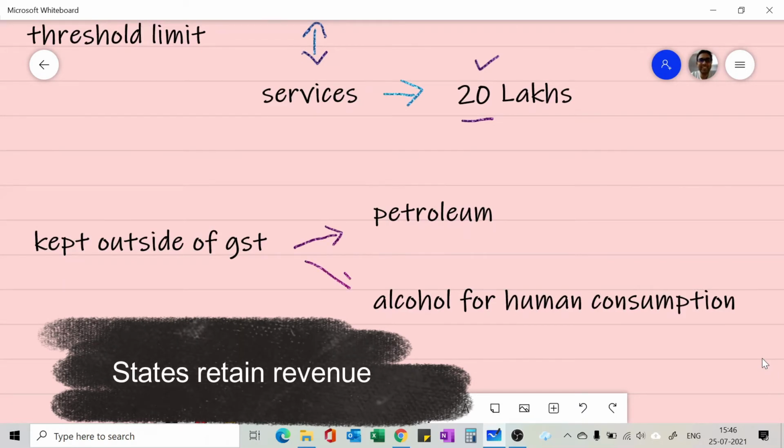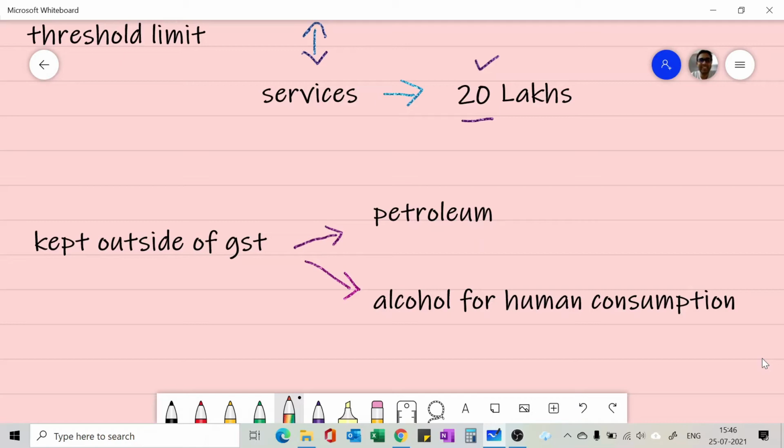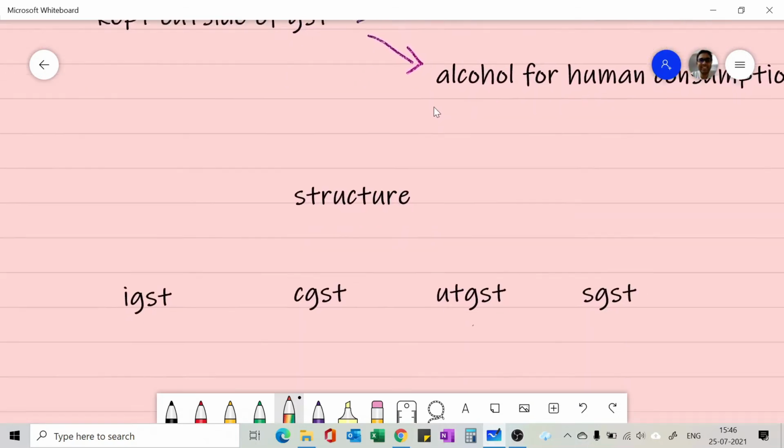We'll understand the areas which are kept intentionally out of GST. One is petroleum products such as diesel, petrol, and LPG, and the other one is alcohol for human consumption. Obviously, this is done so that the revenue can be retained by the states.